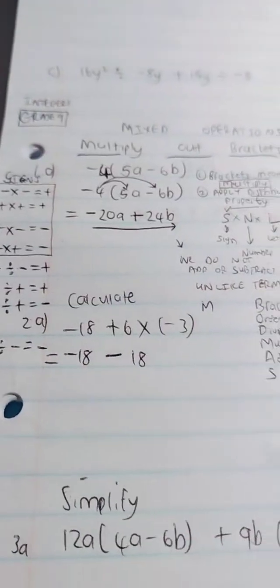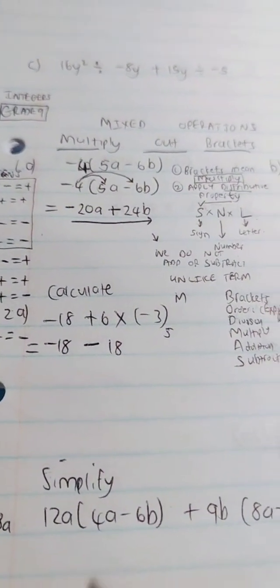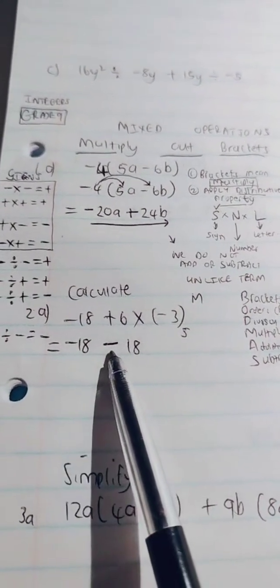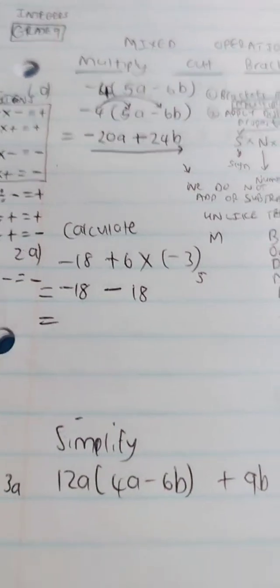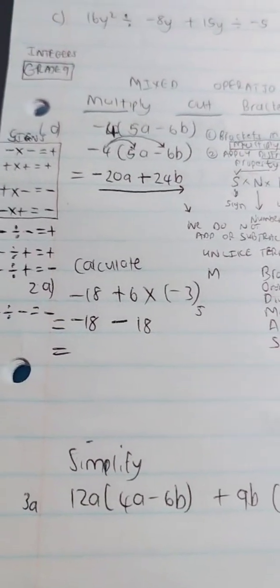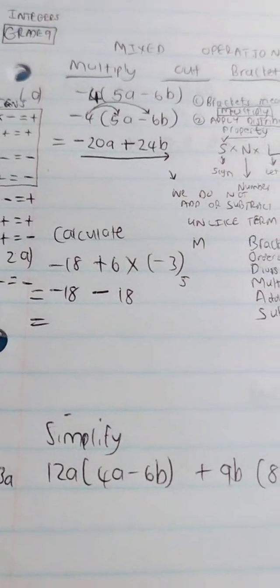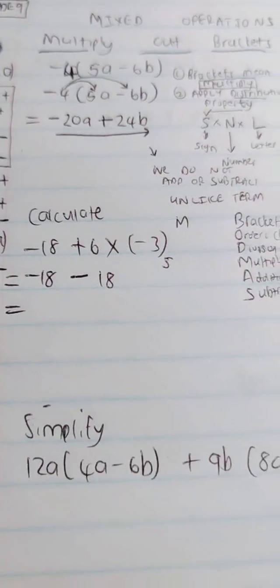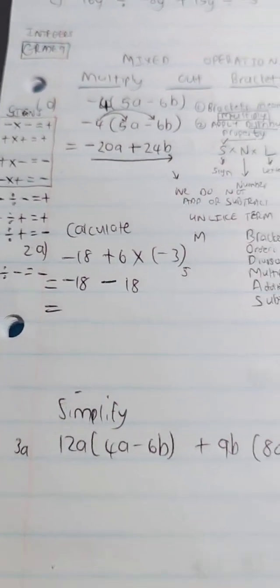Now that we are at this stage, after having done multiplication, we can see that the only available operation now is subtraction. So we're going to say negative 18 minus 18. What is negative 18 minus 18? Let's see if anyone in the comment section can help me out there. What's negative 18 minus 18? Grade 8s and 9s. Grade 9s, come on. Grade 9s should be able to help me out here. What's negative 18 minus 18?